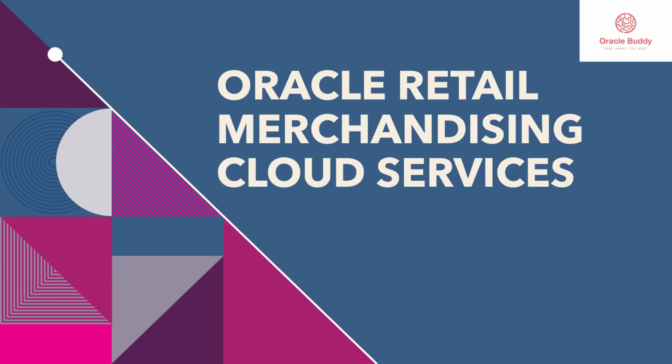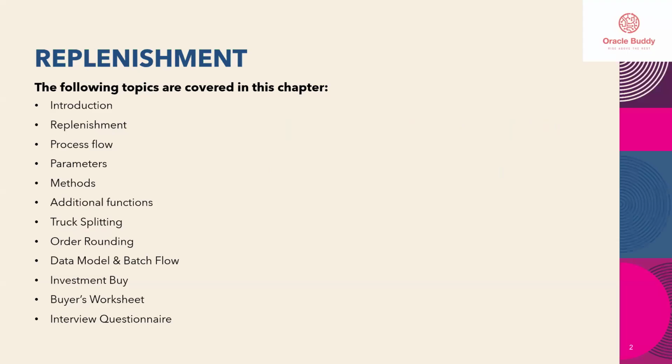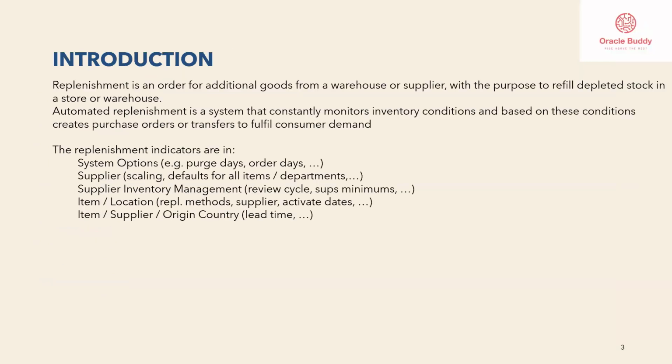Today we will discuss replenishment in MFCS Oracle Retail. The following topics will be covered in this chapter: introduction, replenishment, process flow, parameters, methods, additional functions, truck splitting, order rounding, data model and batch flow, investment buyer worksheet, and interview questionnaire. Let's begin with what is replenishment.